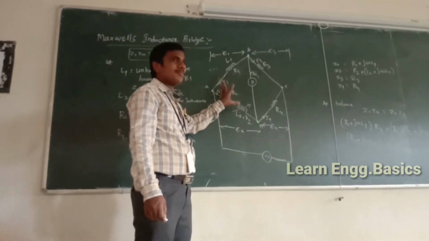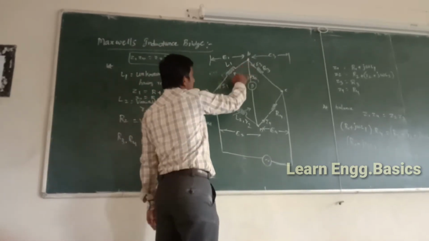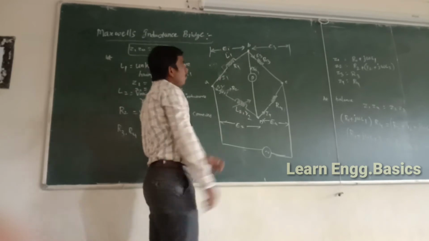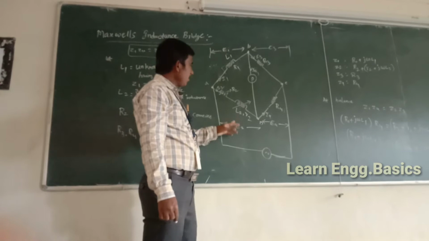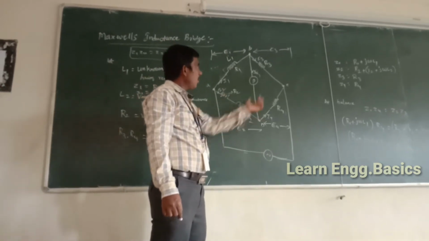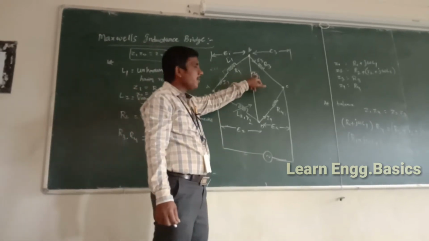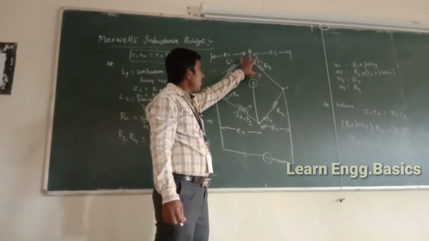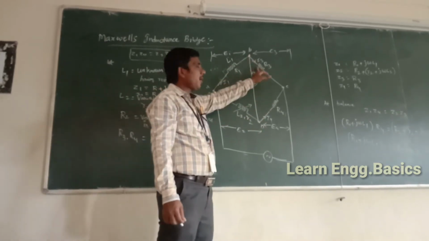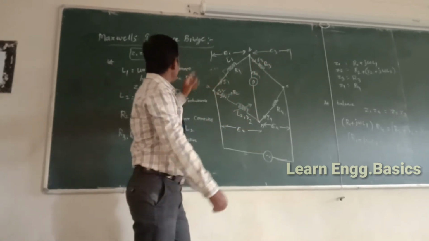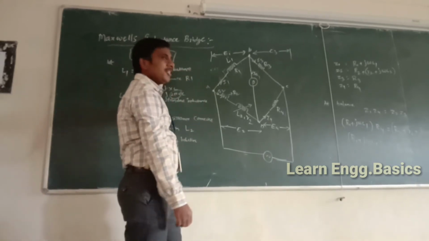This is Maxwell's inductance bridge. Let us assume that the voltage across arm Z1 is E1, similarly the voltage across arm AD is E2, and E3, E4 likewise. What does the bridge balance equation mean? There is no current in the galvanometer, so the potentials at B and D must be equal, and current I1 equals I3. Already we derived the equation: Z1 Z4 equal to Z2 Z3. This is the bridge balance equation.